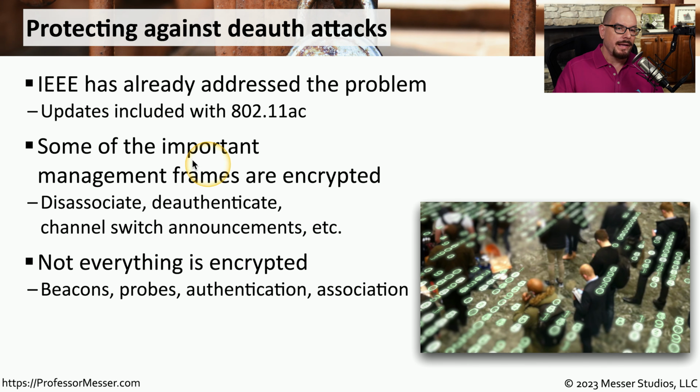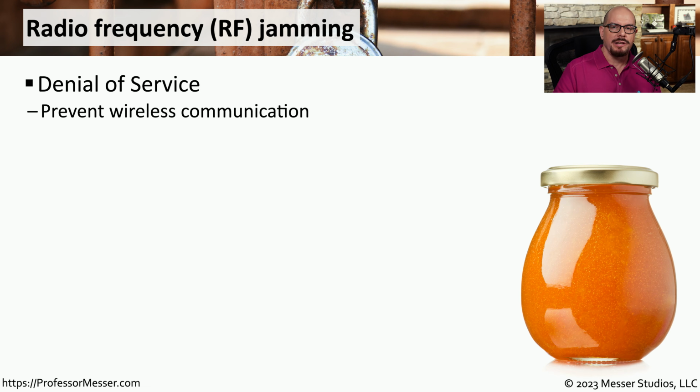If you perform a packet capture on your 802.11ac network or newer, you may still see management frames that are not encrypted. This is because there are a number of important management frames that have to be in the clear prior to the encryption occurring. So things like beacons, probes, authentication, and association frames are frames that you might still see if you take a packet capture.